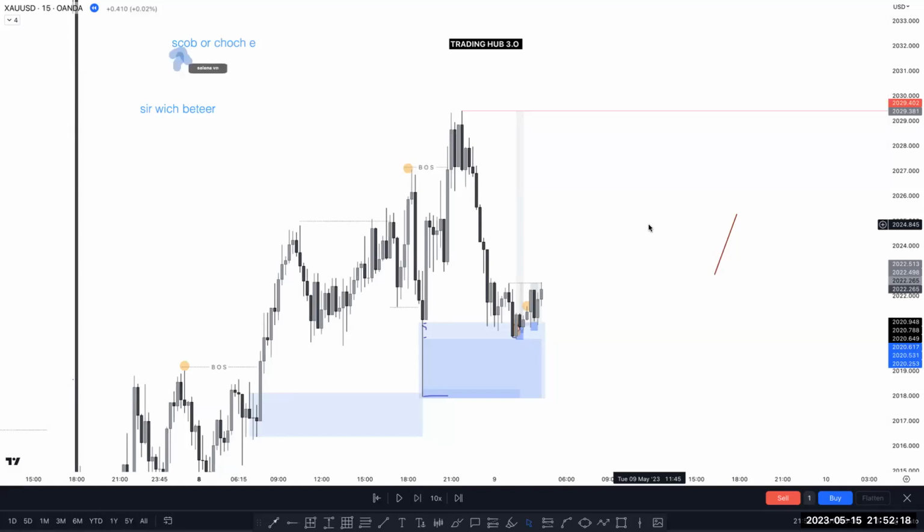Sir, which one is valid? Which one is better, single candle or chalk? Sir, both are better, but it depends on the situation. Chalk will give you a signal based on structure confirmation, and SCOB we use as additional confirmation in a lower time frame and in a higher time frame also.